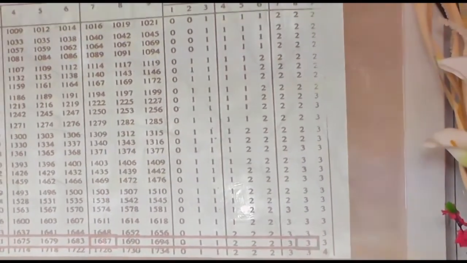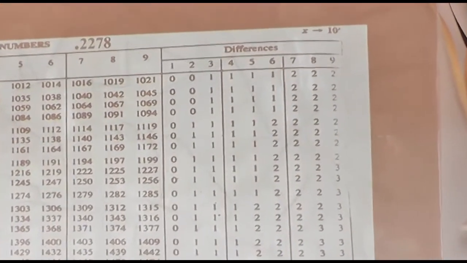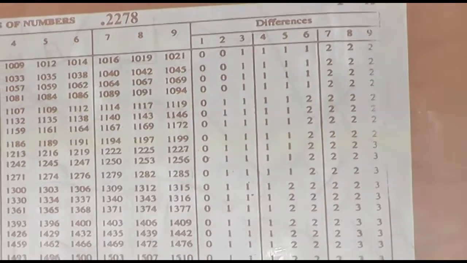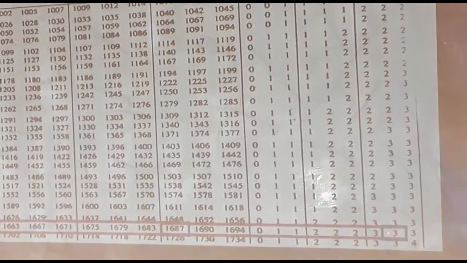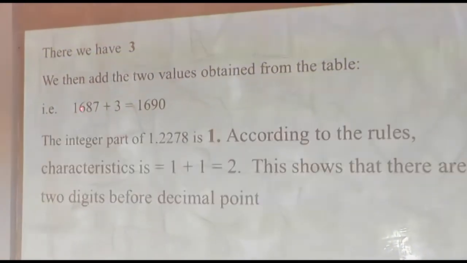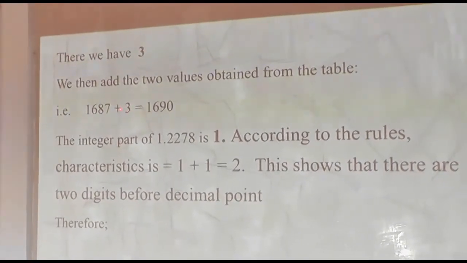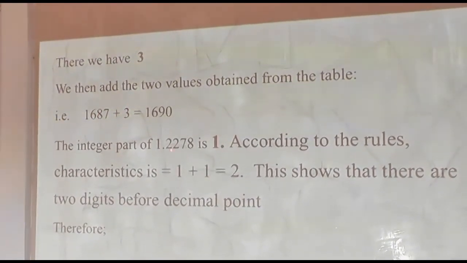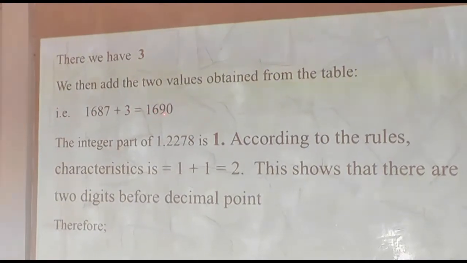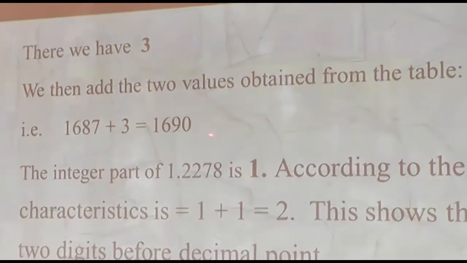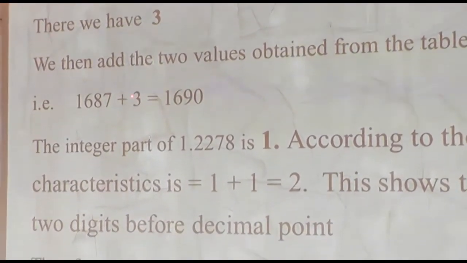Then I will add whatever I have under 7 plus what is given under the difference of 8. So we add 1687, which we got under 7, and the difference we got, which was 3. When we looked under 8, we had the difference of 3. We add, then we have 1690. Now we've succeeded in finding the antilogarithm.